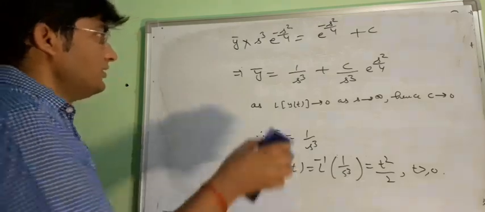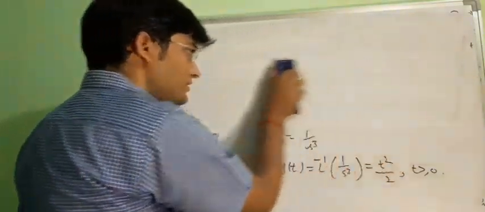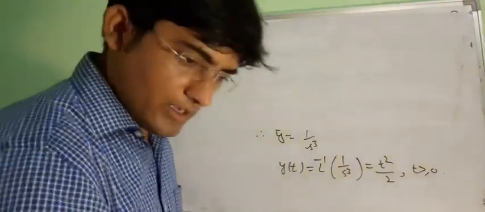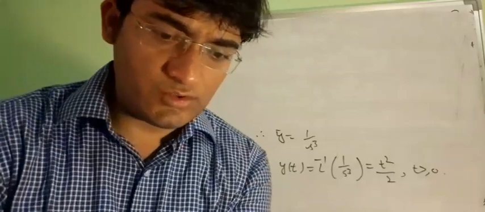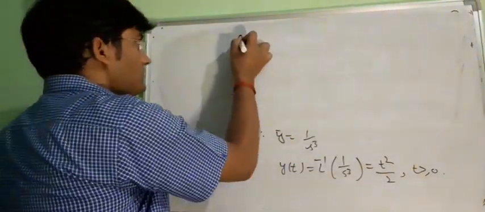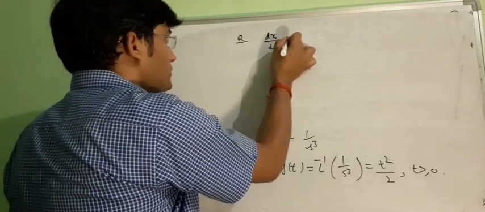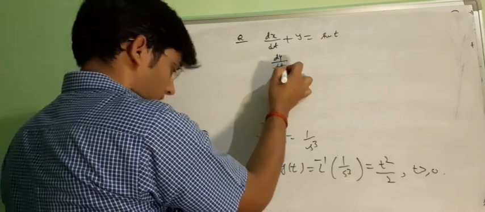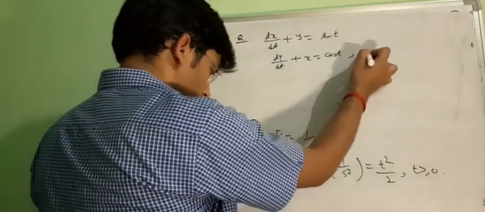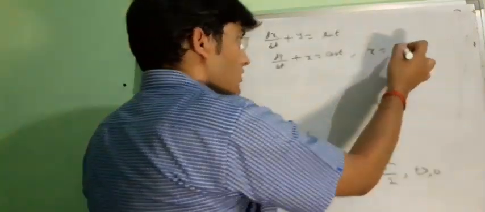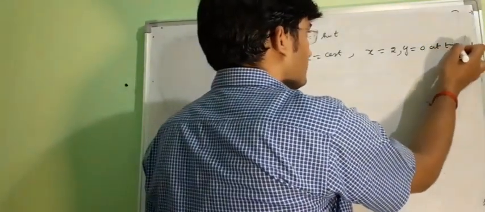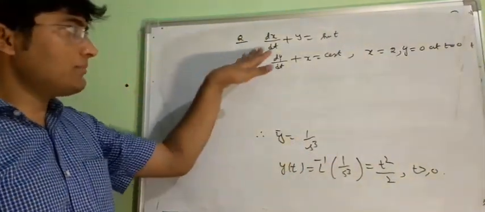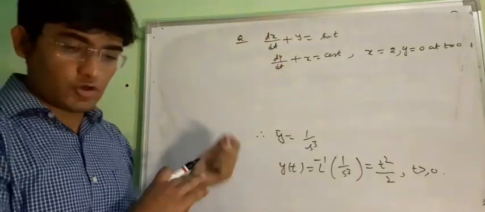Now we can solve simultaneous differential equations using the Laplace transformation. I am not solving this question. I will give you this question for your reference. Let us solve dx upon dt plus y equal to sin t, and dy upon dt plus x equal to cos t, where x equal to 2, y equal to 0, and t equal to 0. You can easily solve this question just by taking the Laplace transformation of these two equations. So I am not solving this question.